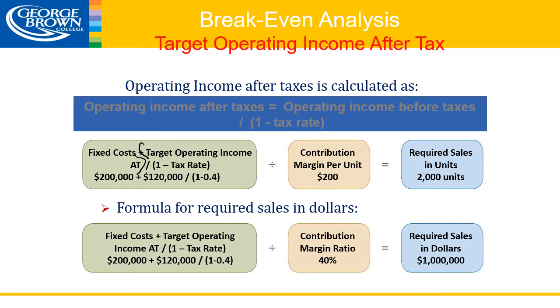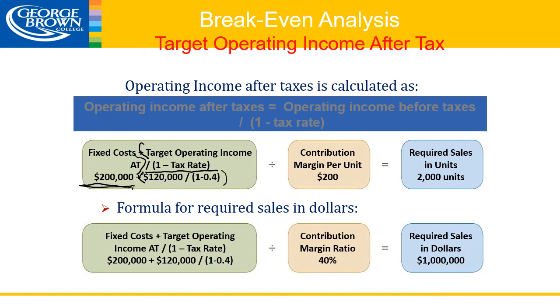In this case, we're trying to make our target operating income after tax, or profit, 120,000. We then divide that by 1 minus the tax rate. In this case, the tax rate is 40%. So we take the original fixed costs, and in this particular calculation, we're calculating the required sales in units.